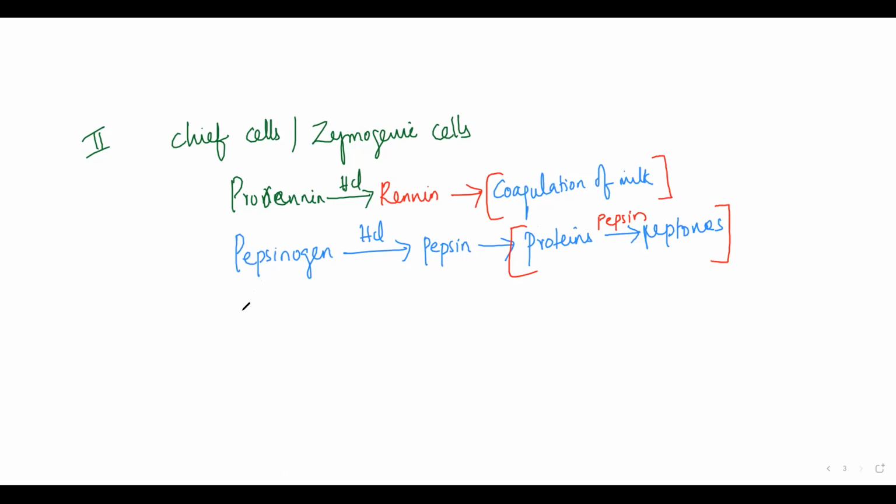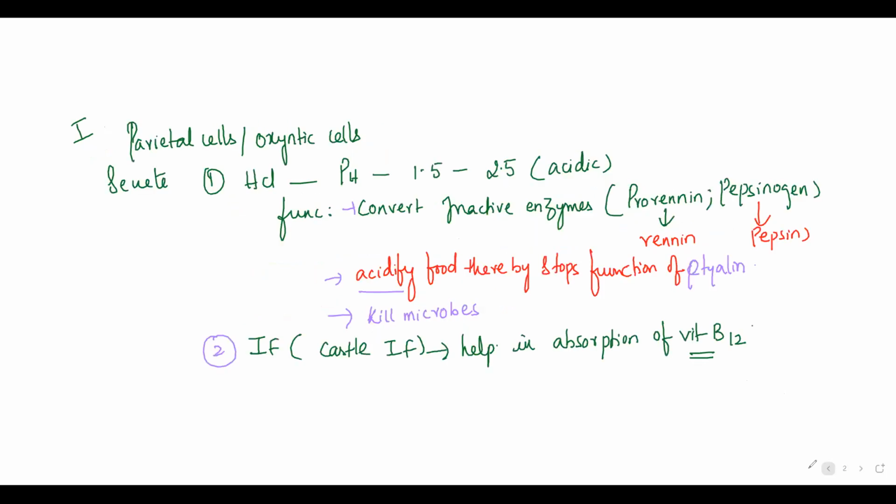Okay, and the next one that we could see is the presence of gastric lipase. Lipase acts upon the fats and brings about the digestion of the fats, but not in total. It is just the start of the digestion of the fats here. So these are the chief cells. Next we could see the parietal oxyntic cells.